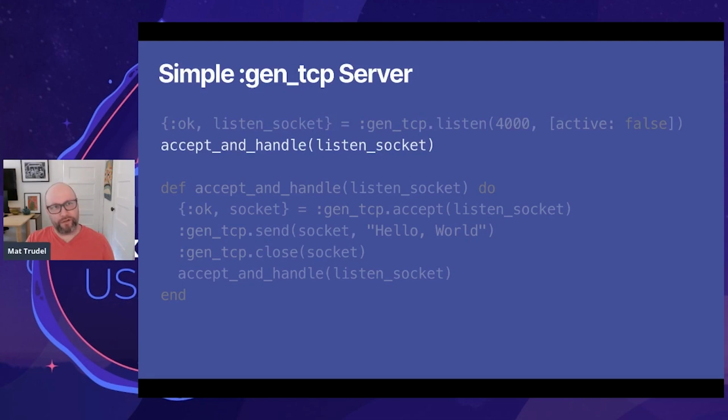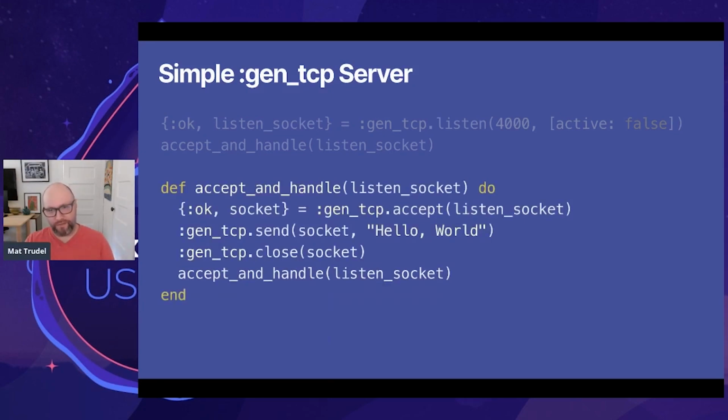We call that listen socket in a loop around this accept and handle function, and we use it to listen for a specific client connection. This call will block until a client connects to the server. When a client does connect, we have returned to us the socket that represents the connection to that particular client. We then send the string hello world to that client, close the connection, and call accept and handle to go and process the next request from the next client.